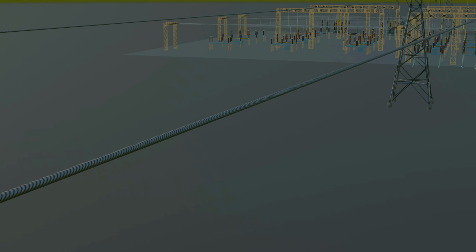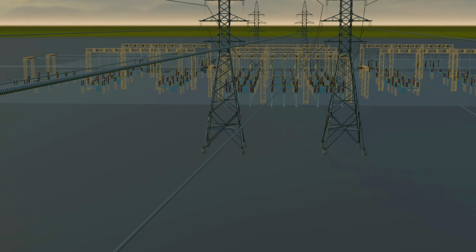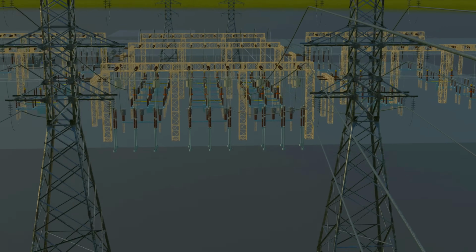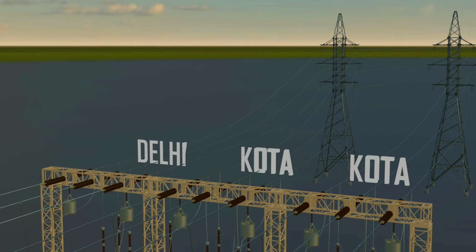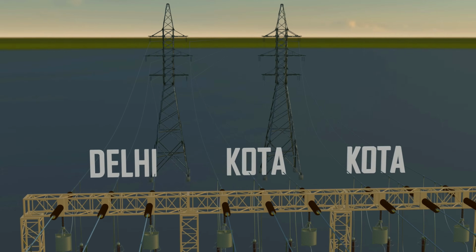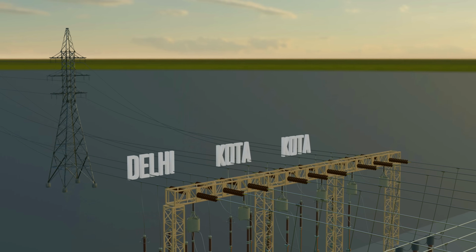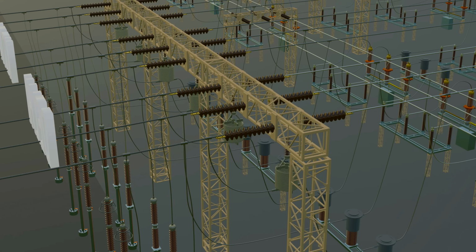When the 400 kV line reaches a city like Jaipur, the next phase begins, gradually stepping down the voltage, managed by the receiving switchyard. In this switchyard, imagine there are 3 incoming lines, 2 from Kota and 1 from Delhi. If the Kota side plant fails or demand suddenly spikes, the system can use the Delhi line as a backup. These high voltage lines terminate at a structure called a gantry tower.